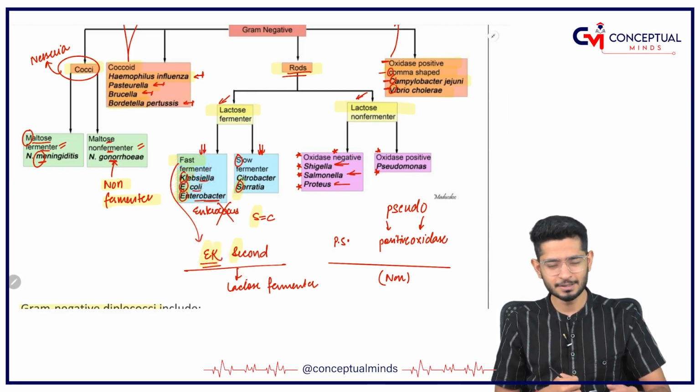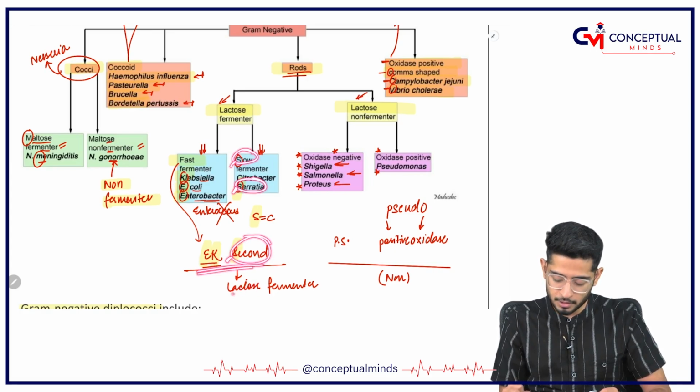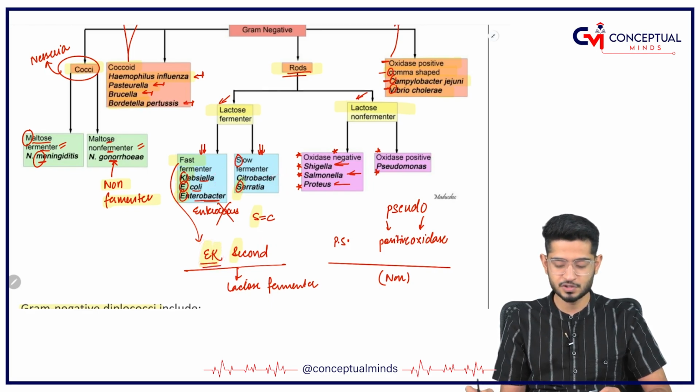Mnemonic is 1 second. For slow, it is S and S. Second means the slow fermenters, Serratia and Citrobacter. So 1 second is the mnemonic for lactose fermenters. 1 means Klebsiella, E. coli, Enterobacter. Second means the slow fermenters. Coming on to lactose non-fermenters.